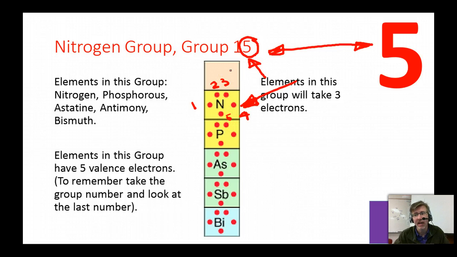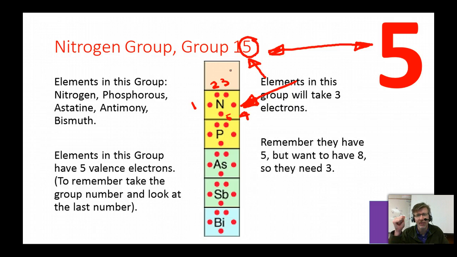That means elements in this group will take 3 electrons. We're still taking electrons. It's still going to be more efficient to take 3 to make 8 than to give up 5. So we have 5, we want to have 8. They need 3. All the elements in the nitrogen group want 3 electrons in a reaction.